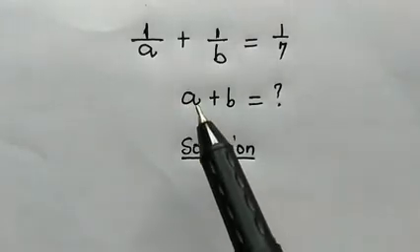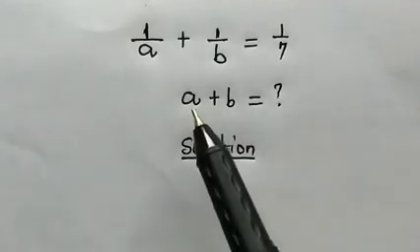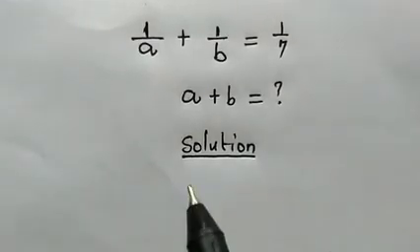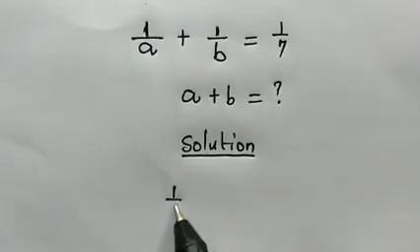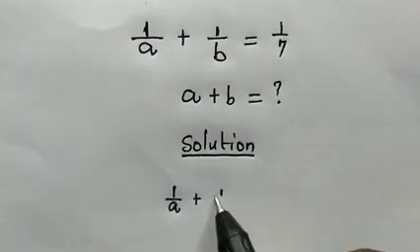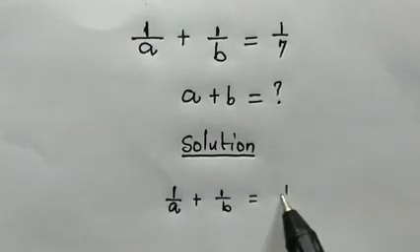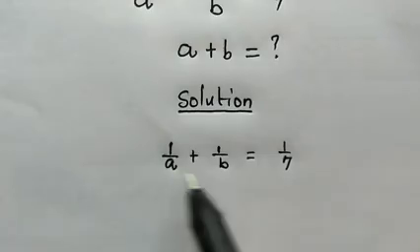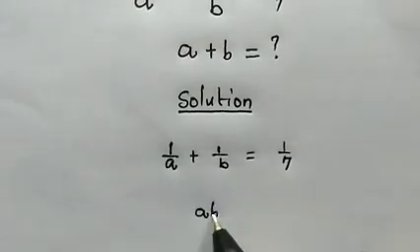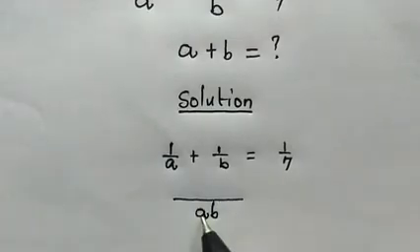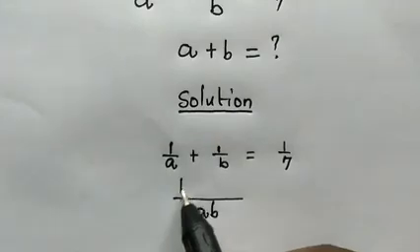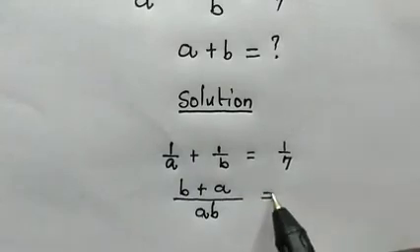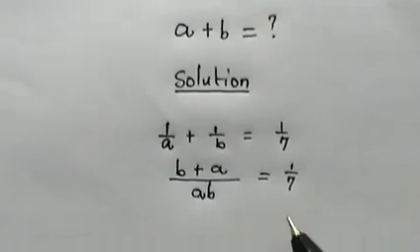But are you aware we can find the sum of a and b without first finding the values of a and b? So let's see the trick. So here we go. For the given equation, we have 1 over a plus 1 over b, which is equal to 1 divided by 7, right? From here, we know the LCM of a and b is a times b. So this LCM divided by a, we are left with b, plus this LCM divided by b, we are left with a. Therefore, this is equal to 1 divided by 7.